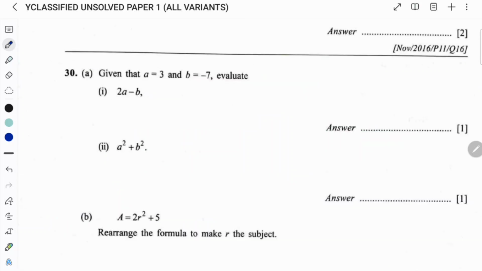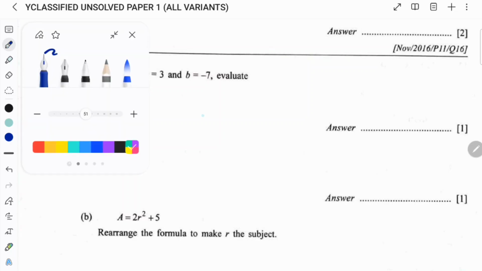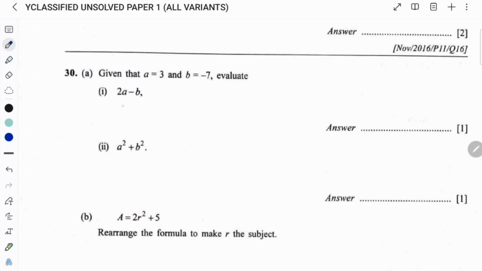Skipping more. Alright, so question number 30. When you check question number 30, they are asking you to substitute. So substitution of the numbers: 2a minus b, 2 times 3 minus minus 7, 6 plus 7. I just kept in place of a is 3 and in place of b is minus 7. So that is equal to 13.